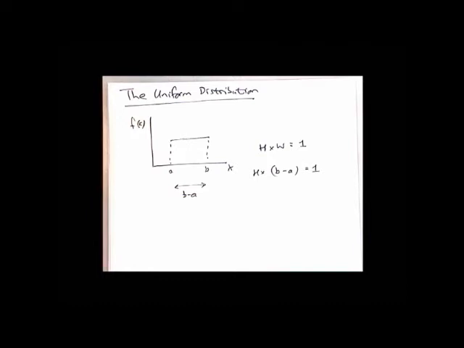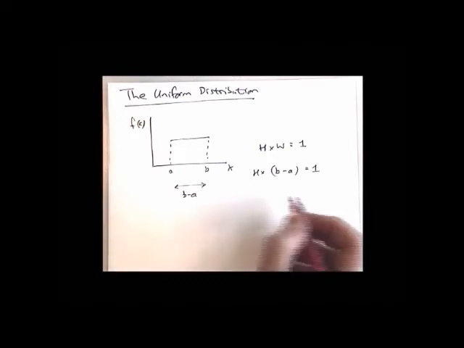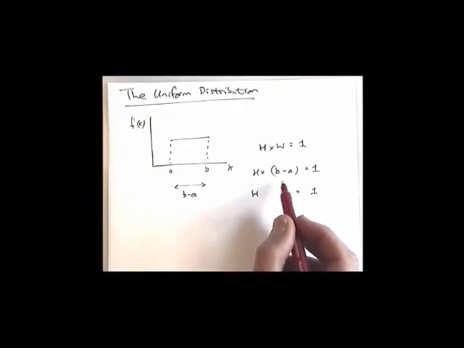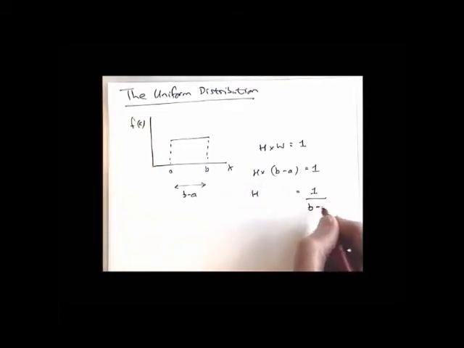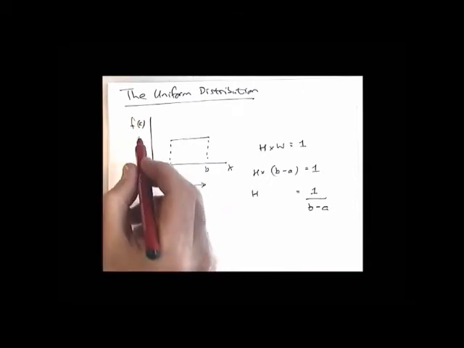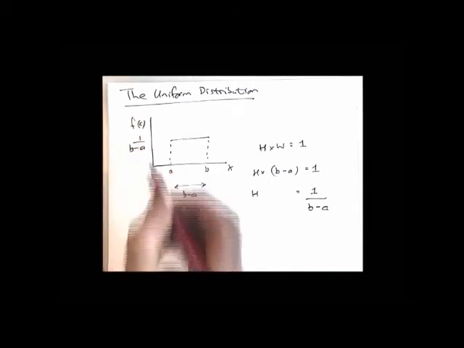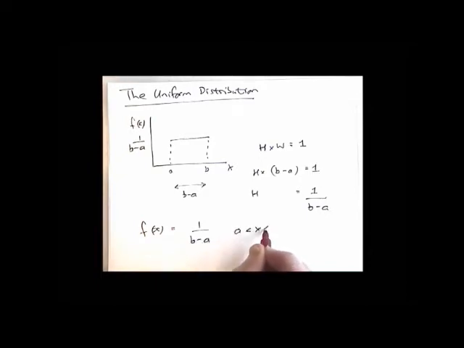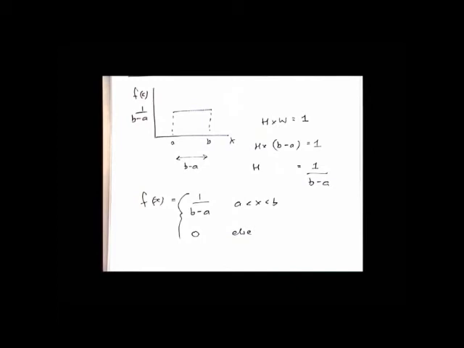Just rearrange this equation to make h the subject. What happens to that b minus a over here? It's multiplying over here, dividing over there. So that's what the height is. The height is 1 over b minus a. So for the uniform distribution, its PDF, f of x, is 1 over b minus a when x lies between a and b, and it's 0 everywhere else. So that is its PDF.